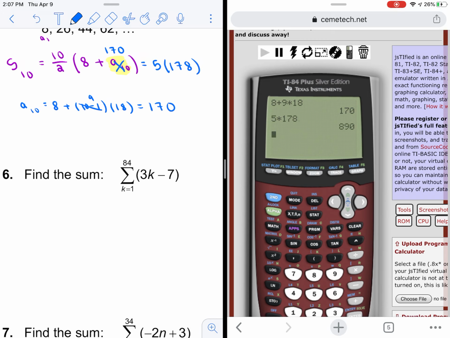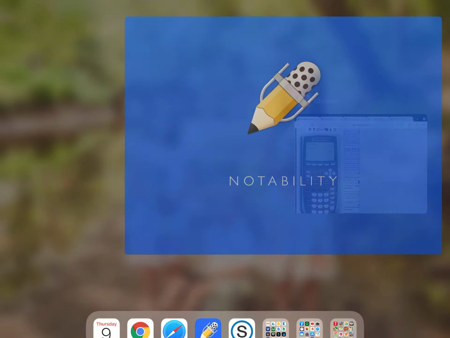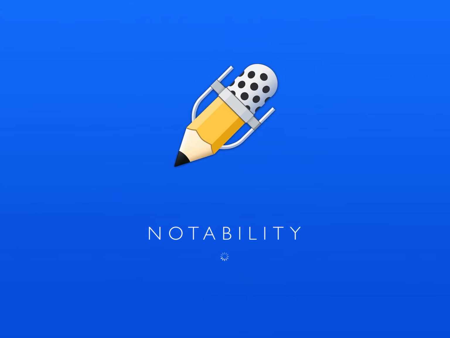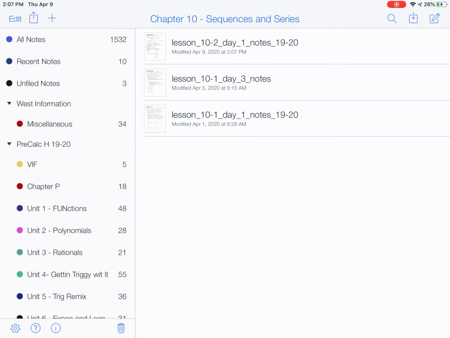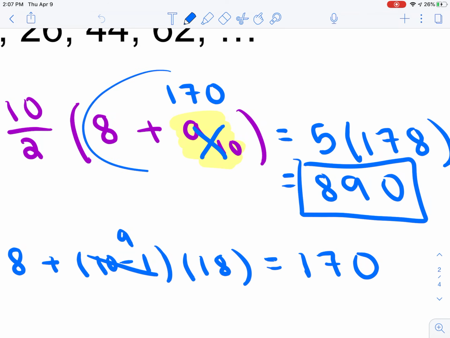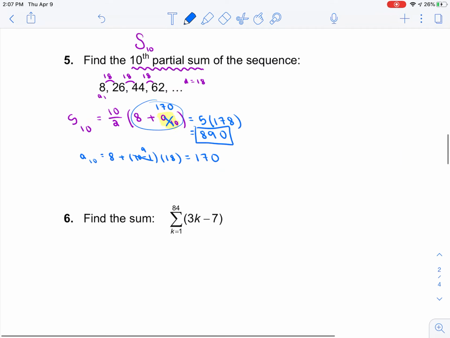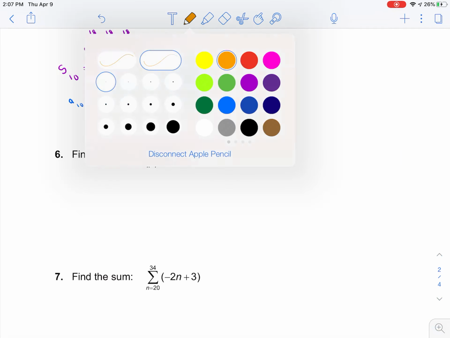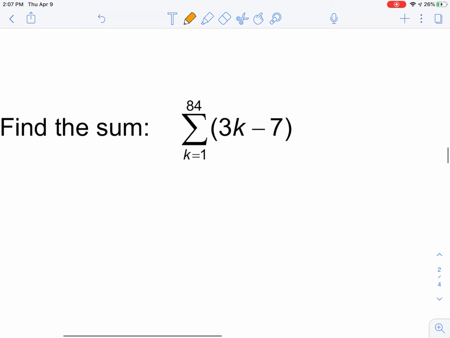So again, my screen just froze, so let me get this back out. If you were to write all 10 of those numbers and you connected the first number with the last number, you would see that the sum that you get every single time you connect is 178. So if you do this with all 10, notice that you would have 5 sets of 178, thus getting that sum of 890.